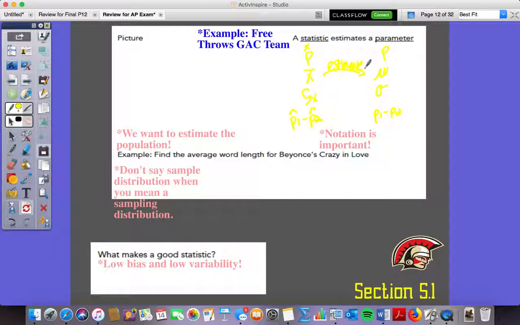All right. We want to estimate the population that's here. Find the average word length for Beyonce's Crazy in Love.